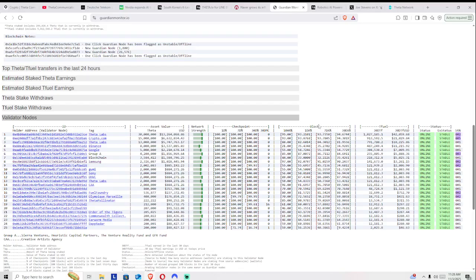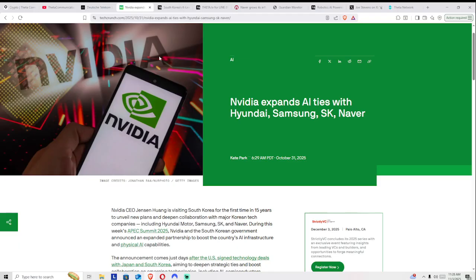Samsung needs no introduction by any means. They are the eighth validator node right here with over 2 million Theta in value. So the connections are all there. Theta is orbiting around NVIDIA, and with the Deutsche Telekom collaboration, this is going to pull them in even closer. It can go even further than that too.